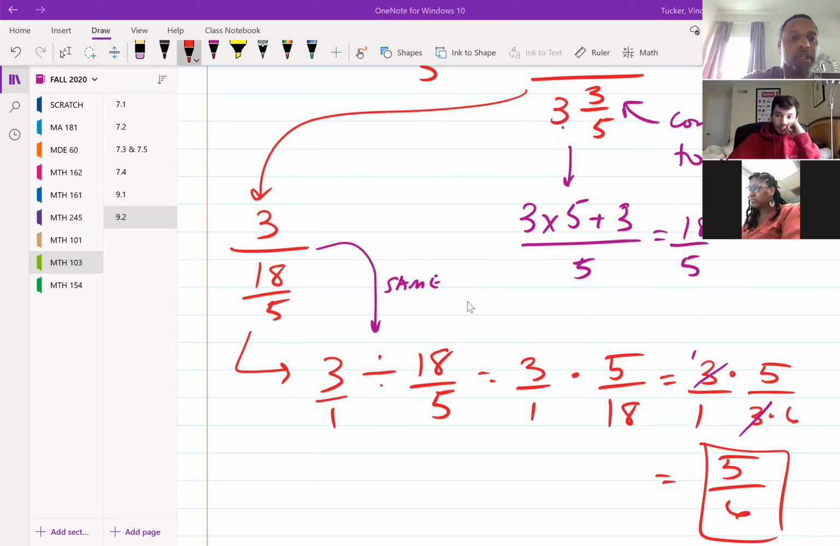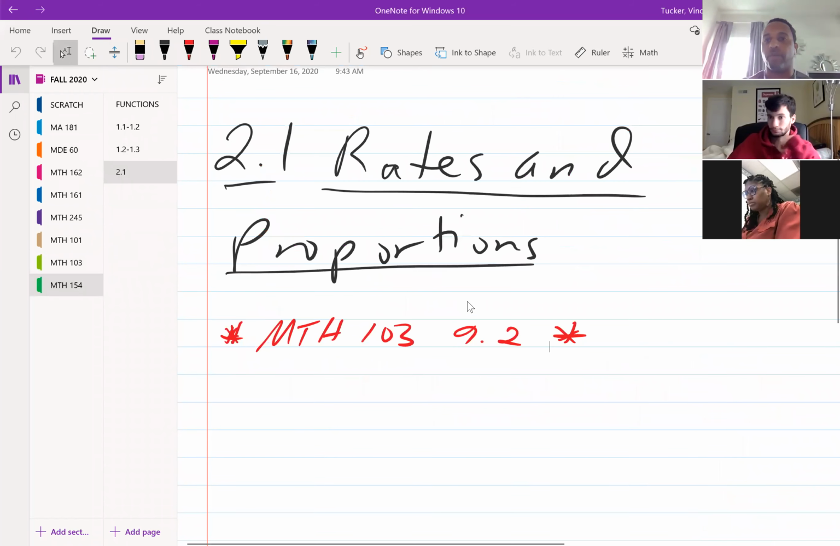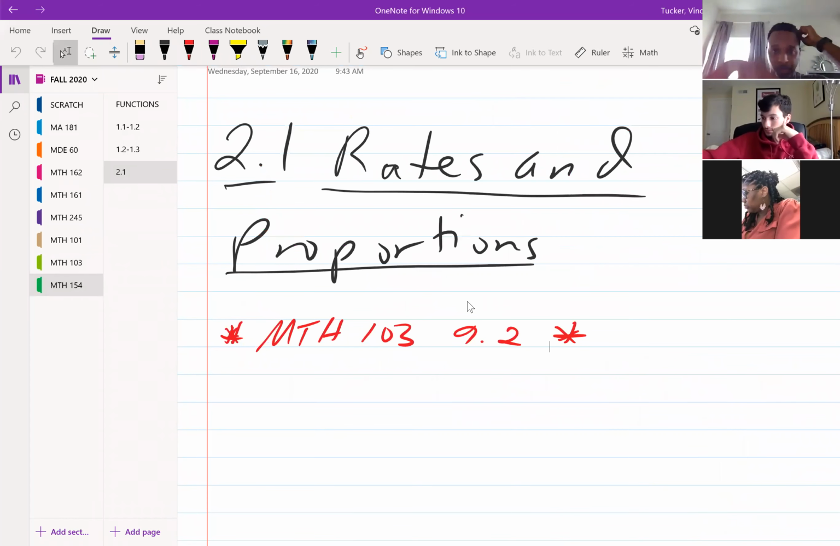Let me do this. So we are looking at rates and proportions today. That math 103.92, don't worry about that. That's just a note for me. I'm about to switch the screen, but that's the title of the section today. Rates and proportions.